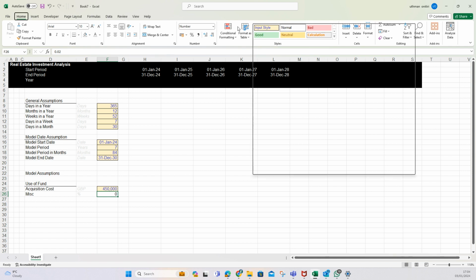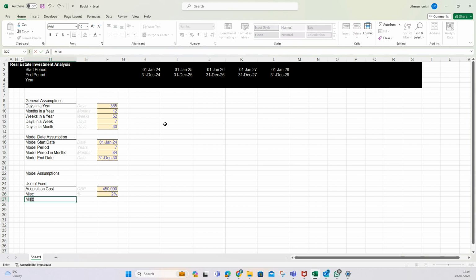Now I've decided to separate the percent and the pounds value just so the model is easy to update and for flexibility purposes. As an example, if I change this to one, it changes, I change this to two, it changes, right? So that's how you build flexibility into your financial model.